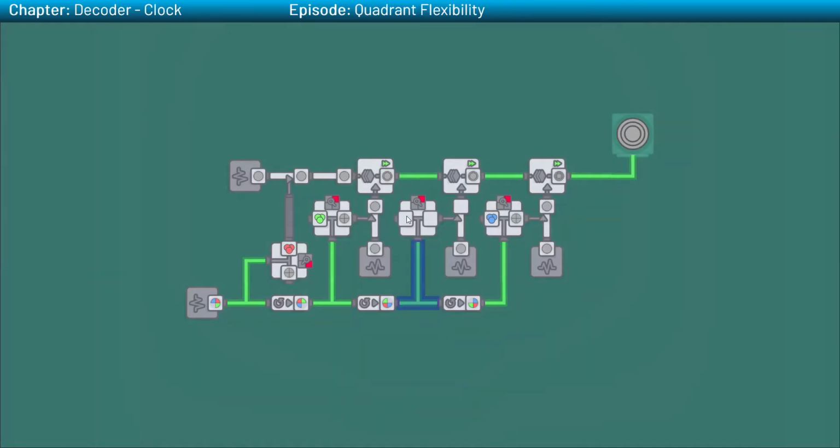If we take 2 quadrants, then again 1, 2, 3, 4, 5, 6, 7.